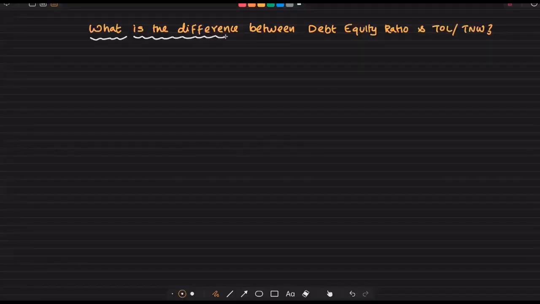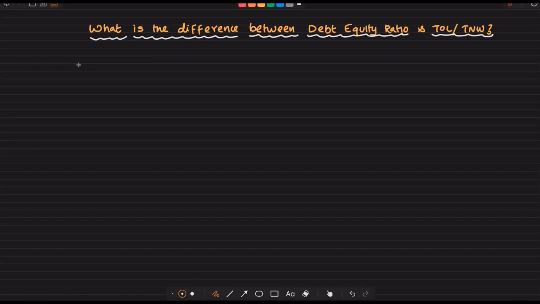A very important video. Many times I get this question: what is the difference between debt equity ratio and TOL by TNW? They both look like same. They are used interchangeably, but bank to bank there are some differences.